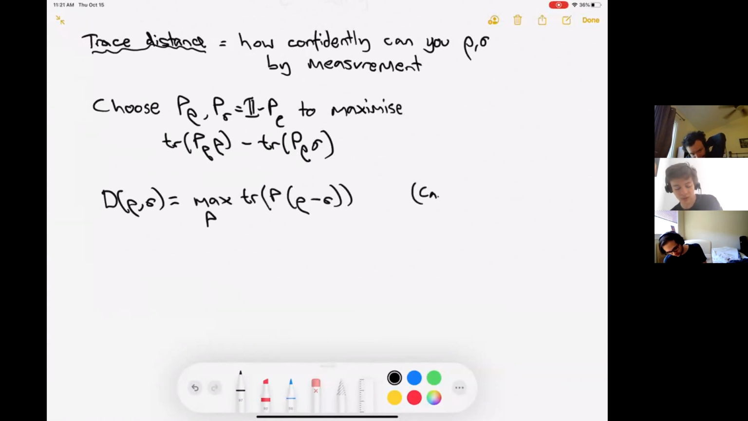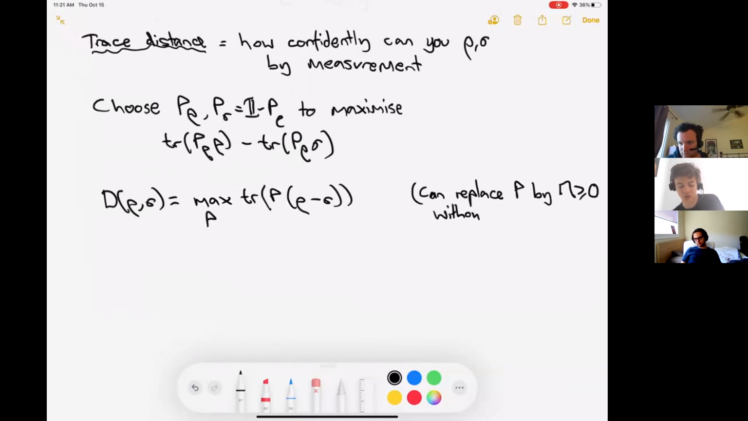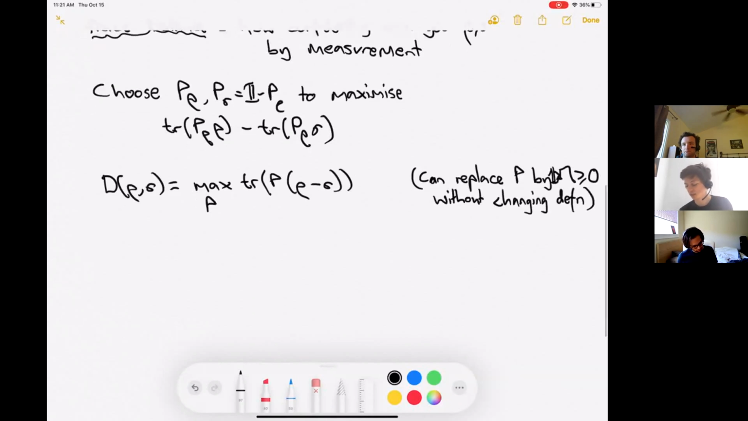You might ask, wait, what about these more generalized measurements involving positive operators, Pi? Shouldn't we define it that way, if we're wanting to work out how we can best distinguish the two? It turns out you can replace the projector P by some positive operator Pi greater than 0 without changing the definition at all. A projector is a positive operator, and it turns out that this formula will always be maximized by a projector. Sorry, the identity has to be bigger than Pi, so that the identity minus Pi also has to be positive. And it turns out that the maximization would always be achieved by a projector anyway.